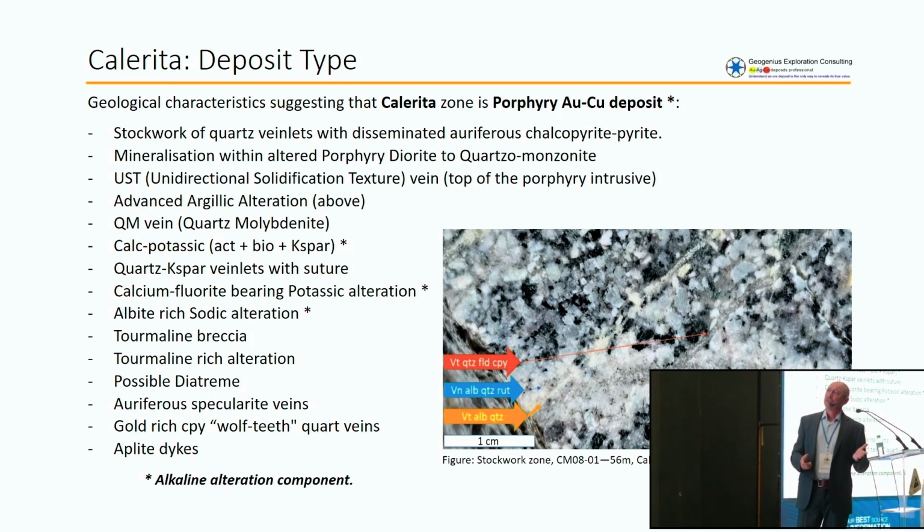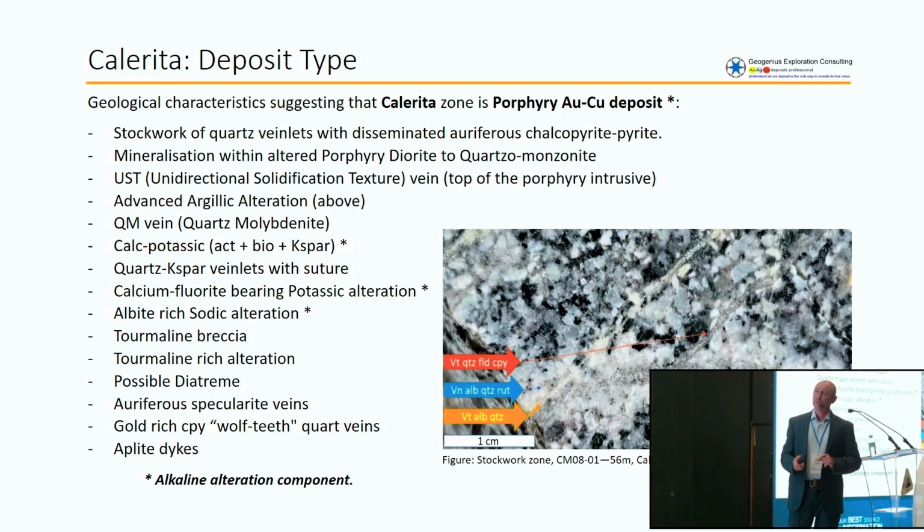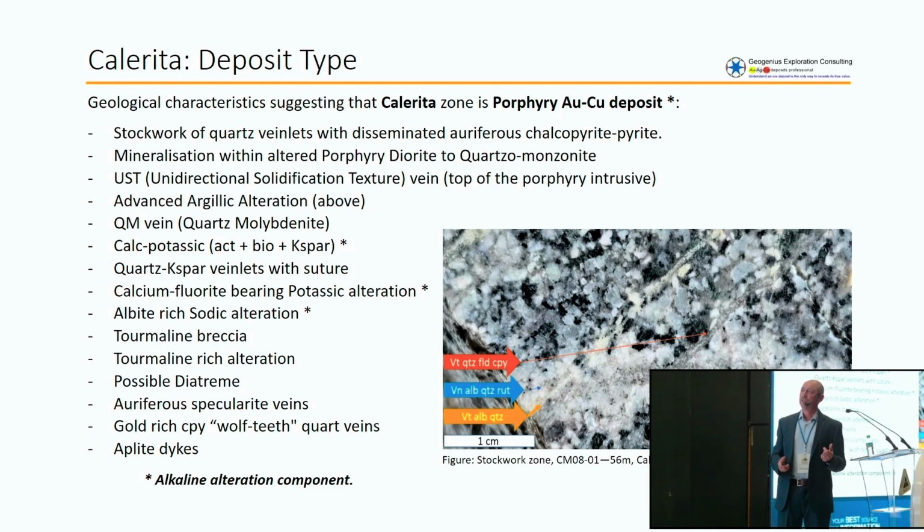The advanced argillic alteration above, so that's the lithocap. The QM veins, so quartz-moly veins. The calc-potassic alteration with actinolite, biotite, and K-spar. We have quartz and K-feldspar veins with sutures, so that's a typical feature of porphyry. We have calcium fluoride bearing potassic alteration.